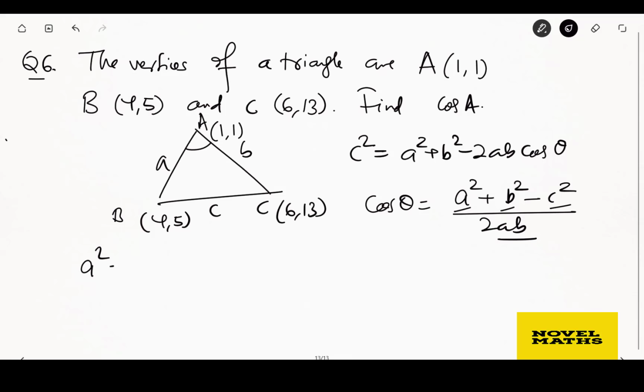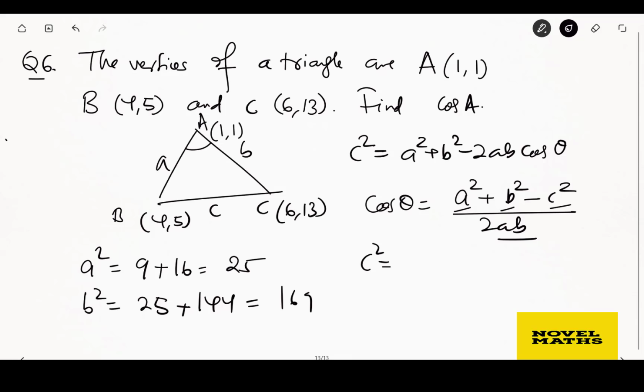So what is a square? Distance formula: 9 plus 16, 25. B square is 25 plus 13 minus 1, 12 square is 144, so 169. C square is 6 minus 4, which is 2 square, plus 13 minus 5, which is 8, so 64, total 68. If you plug in all these values, this will be 63 over 65. You can try matching the answer.